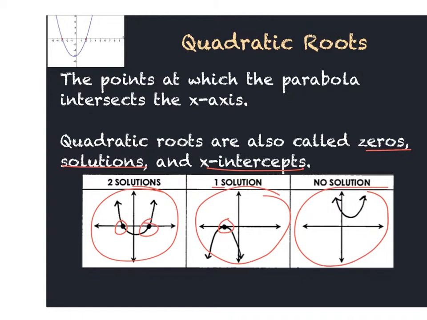Now remember, it's different from the y-axis, okay? Your parabola is always going to cross the y-axis at some point. But your solutions are where it crosses the x-axis, which is this horizontal axis here, okay? Those are your three types of solutions that you'll see when you do a quadratic root.